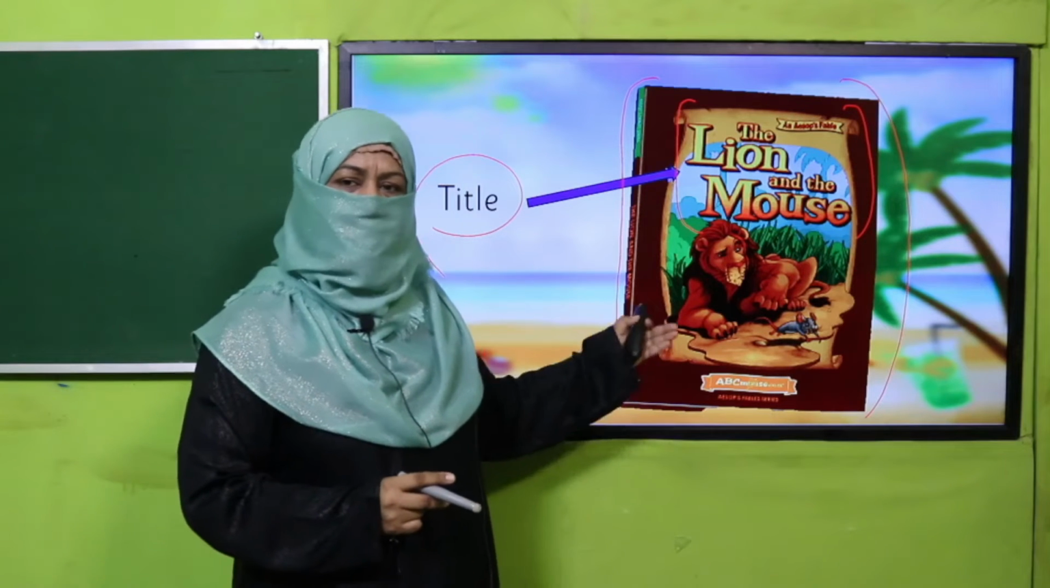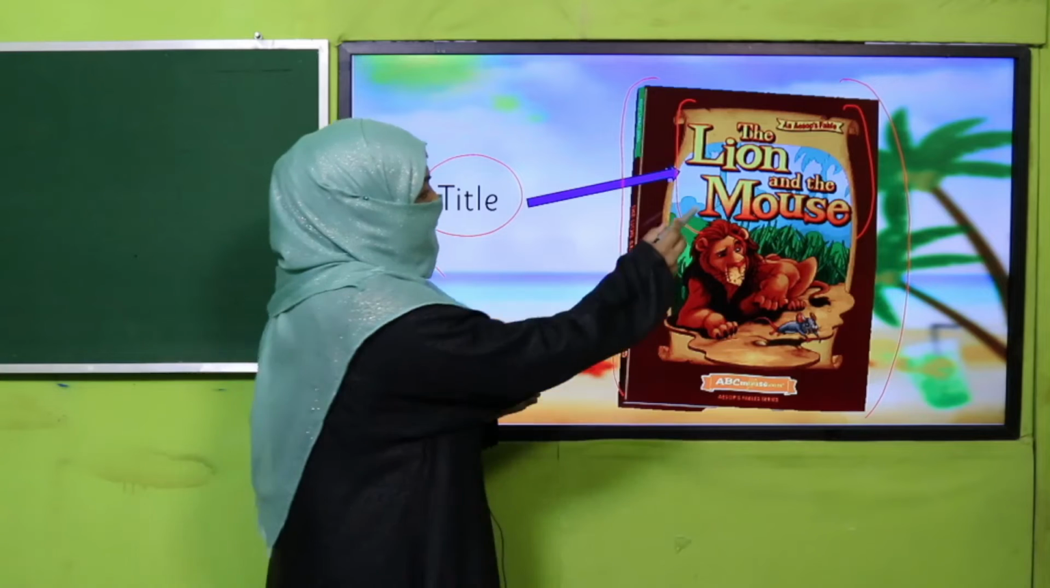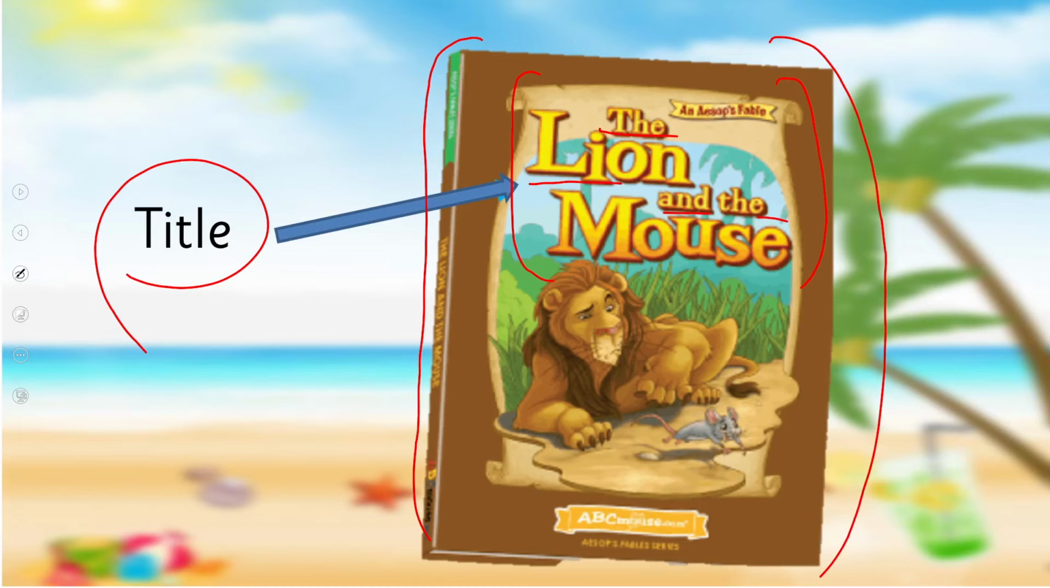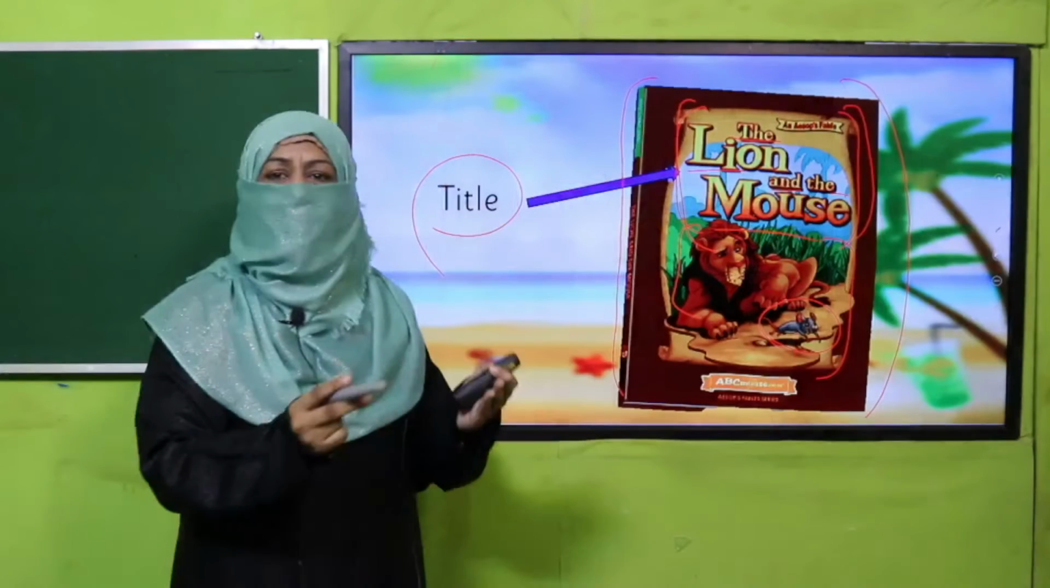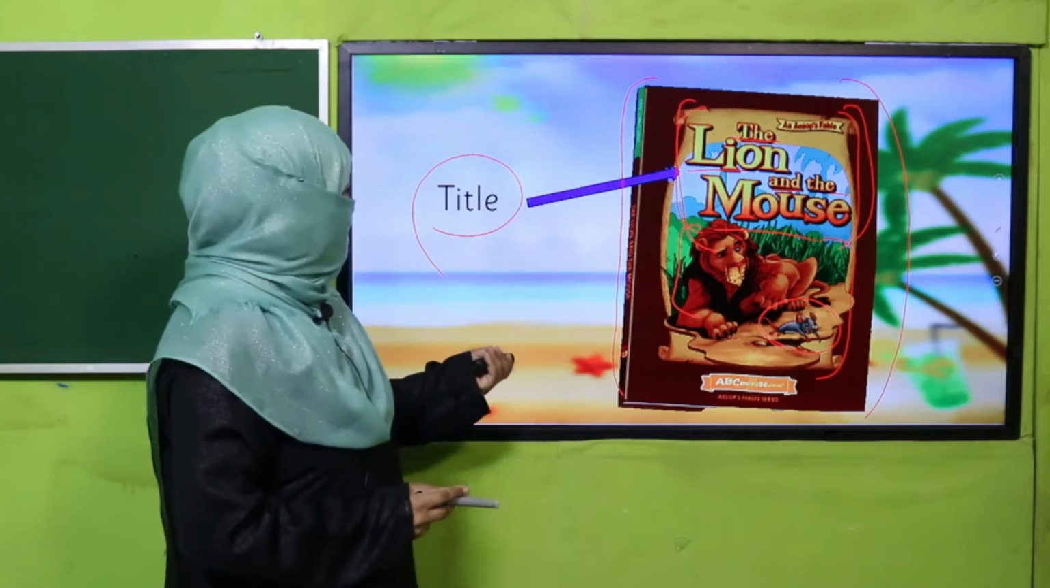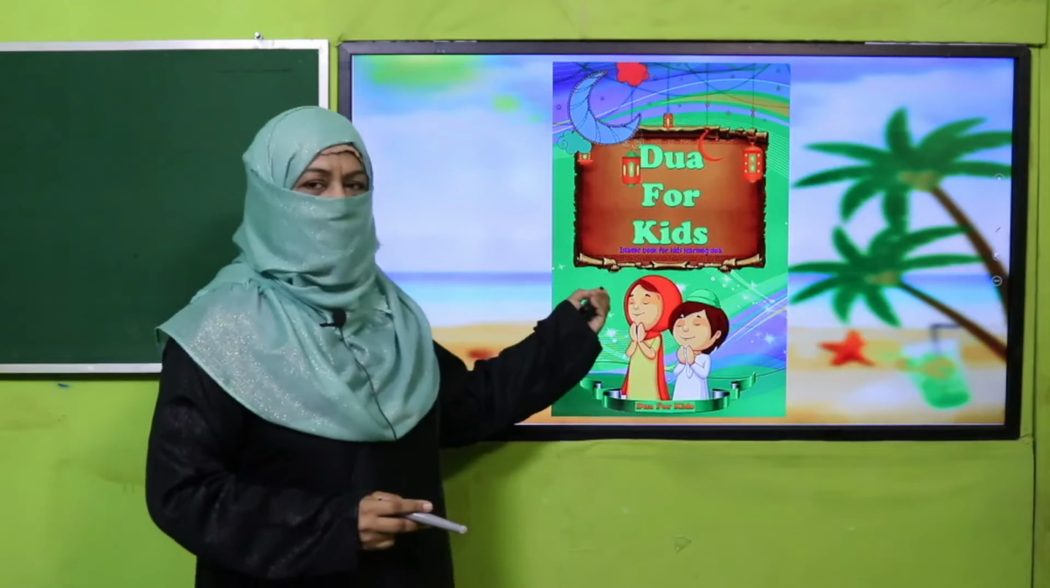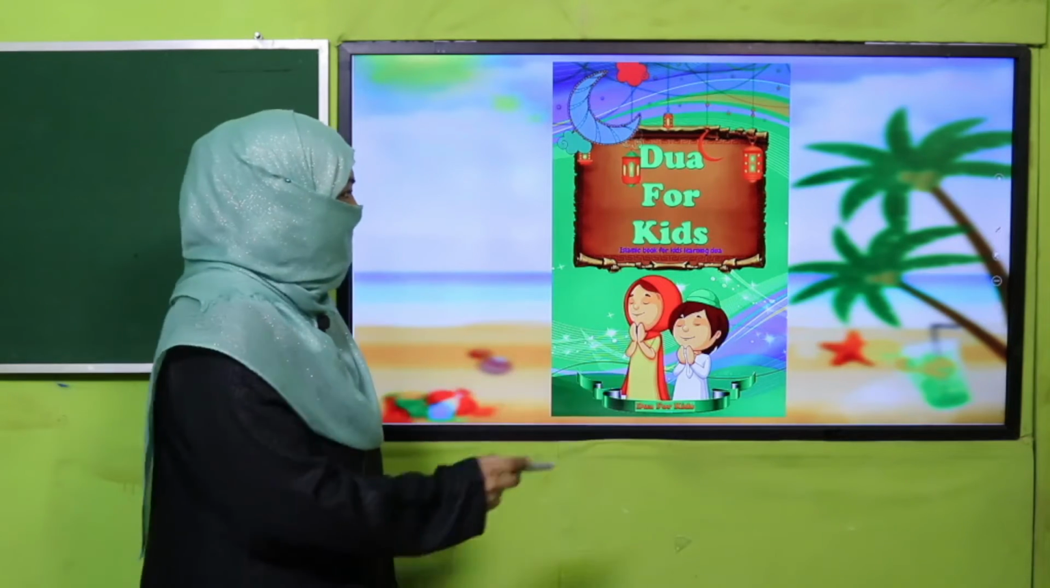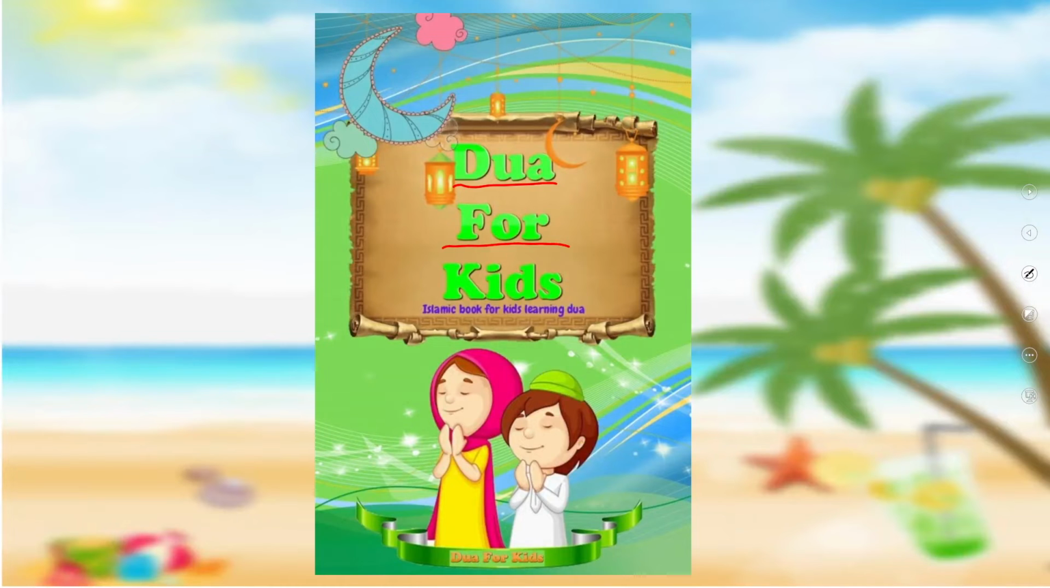The title tells us about the book. Now look at this, The Lion and the Mouse. So it is telling us it is a story about a lion and a mouse, right? So this is what a title of a book is. The next example is Dua for Kids. So look at this title. It means it is a book which is having duas for kids, right?